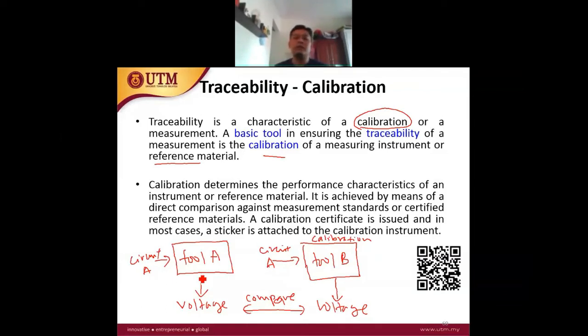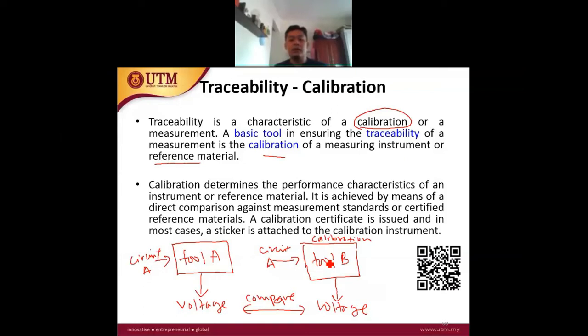So due to many reasons. For example, tool A is used in a very hot condition. The measurement has to be done under the sun, for example. So you could expect that the performance will go down. That's why the calibration has to be done periodically.